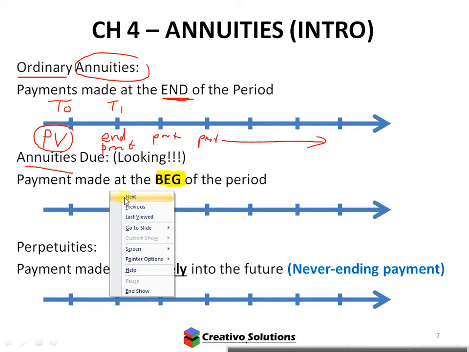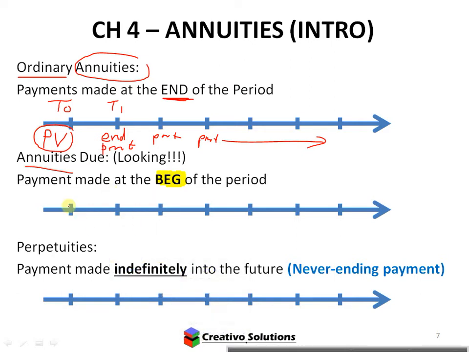Right, then something else, maybe just to show that, this is T0, this is T1. If payments are at the beginning, where is the first PMT? At 0 or 1? 0. Correct. And that makes a difference in terms of time value of money. Here the payment starts there, here the payment starts there, and that's why the present value of this annuity would actually be 1 period before.